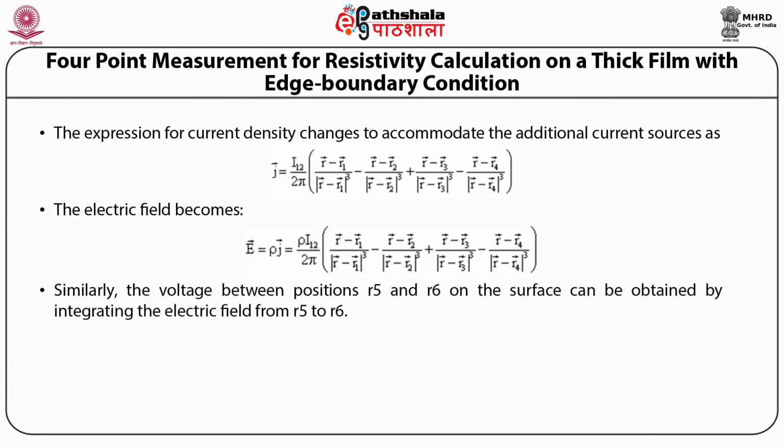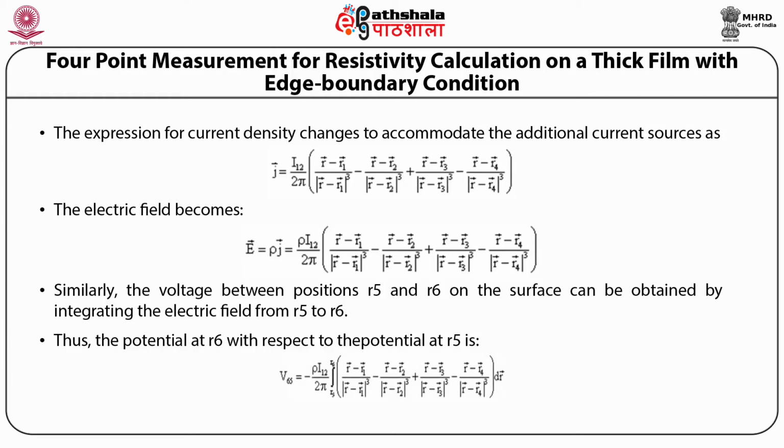Similarly, the voltage between positions r5 and r6 on the surface can be obtained by integrating the electric field from r5 to r6. Thus, the potential at r6 with respect to the potential at r5 is V65 equals minus rho I12 divided by 2 pi into the integral from r5 to r6 of (r vector minus r1 vector divided by mod of r vector minus r1 vector cubed, minus r vector minus r2 vector divided by mod of r vector minus r2 vector cubed, plus r vector minus r3 vector divided by r vector minus r3 vector cubed, minus r vector minus r4 vector divided by mod of r vector minus r4 vector cubed) dr vector.